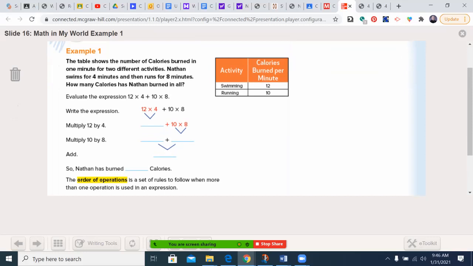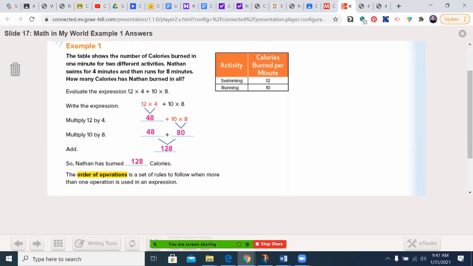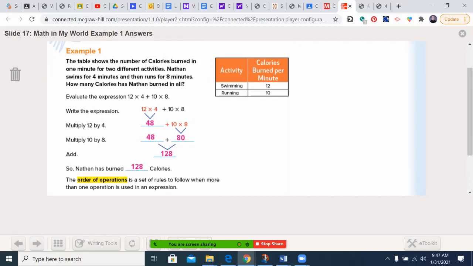Table shows the number of calories burned in 1 minute for 2 different activities. Nathan swims for 4 minutes and then runs for 8 minutes. How many calories has Nathan burned in all? So I have 4 minutes of swimming, so 4 times 12, plus 8 minutes of running, so 8 times 10. I'm just going to type it in for me. It's small print. 12 times 4 is 48.